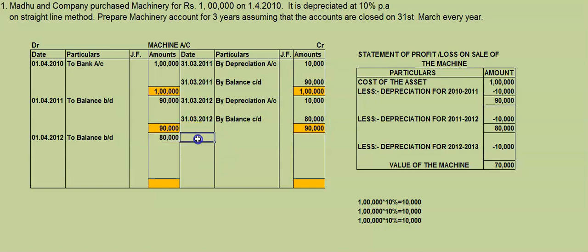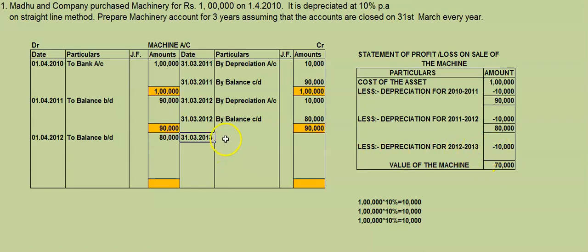So this is the last year for providing the depreciation. Why last year? It may continue for a number of years, but the problem is asked only for 3 years. We are showing the account only for 3 years. So here, what is the last year date? 31st March 2013. So check here, 2012 to 2013.